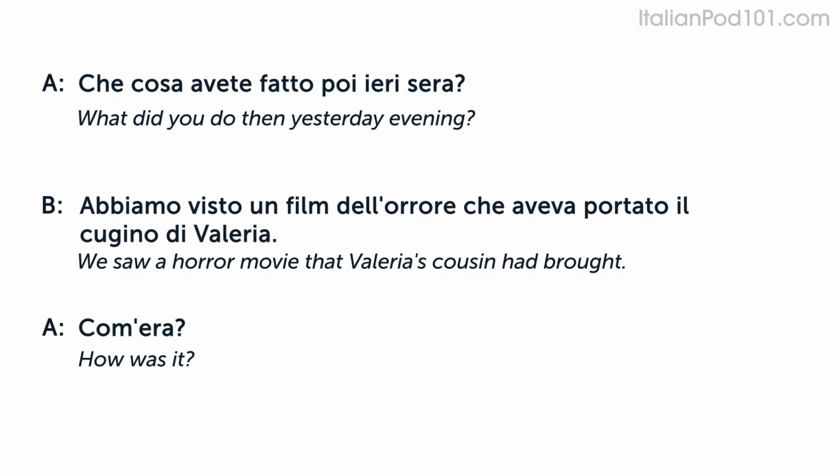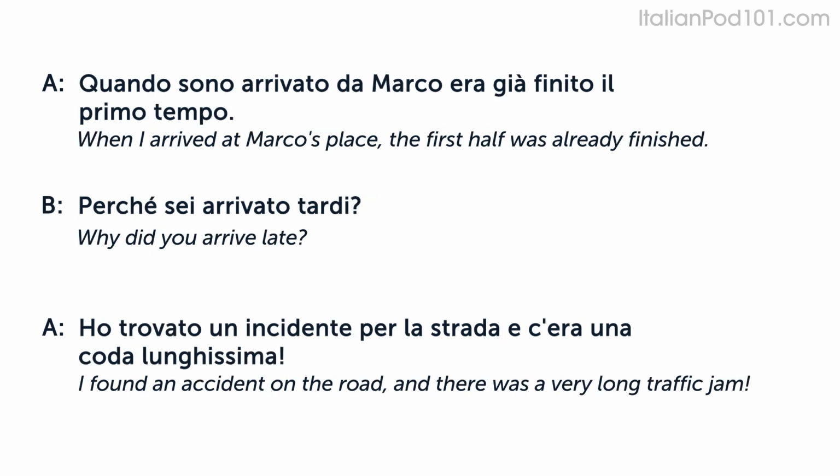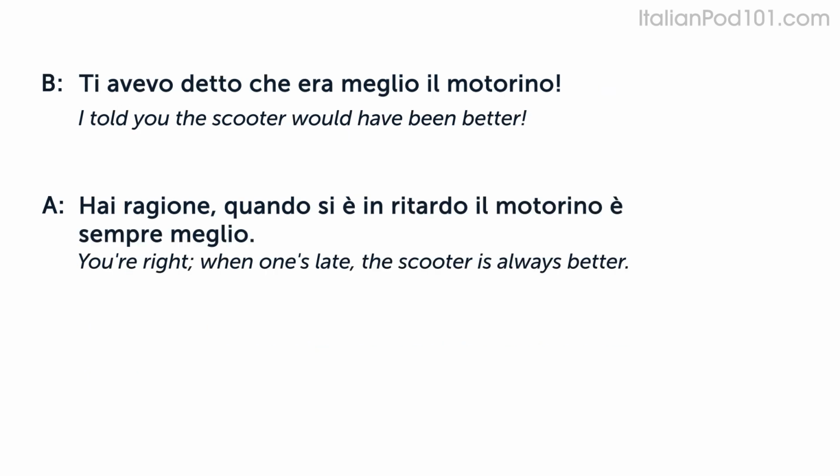Che cosa avete fatto poi ieri sera? Abbiamo visto un film dell'orrore che aveva portato il cugino di Valeria. Com'era? Veramente spaventoso. Dopo il film Valeria non voleva rimanere da sola. Davvero? Se mi dici il titolo lo noleggio. Adesso non mi ricordo, ma ti farò sapere. E tu hai visto la partita poi? Quando sono arrivato da Marco era già finito il primo tempo. Perché sei arrivato tardi? Ho trovato un incidente per la strada e c'era una coda lunghissima. Ti avevo detto che era meglio il motorino. Hai ragione. Quando si è in ritardo, il motorino è sempre meglio.